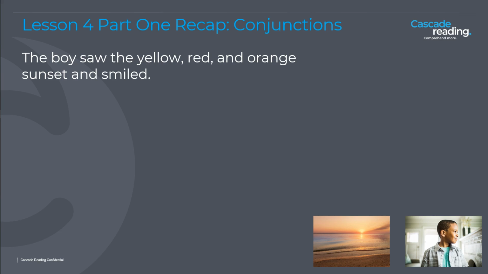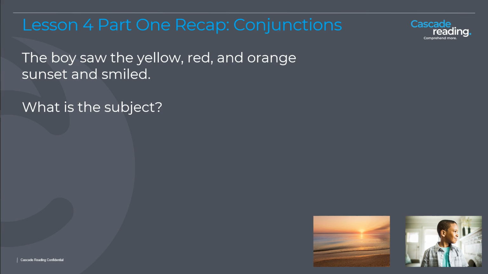The boy saw the yellow, red, and orange sunset and smiled. Here we have two conjunctions. There are two times where we see the word and, but they conjoin different things. The first and conjoins yellow, red, and orange, and the second and conjoins saw and smiled.